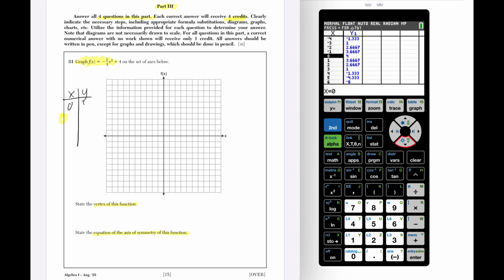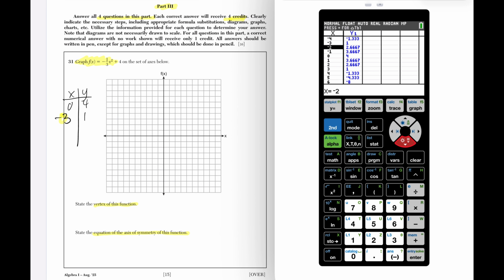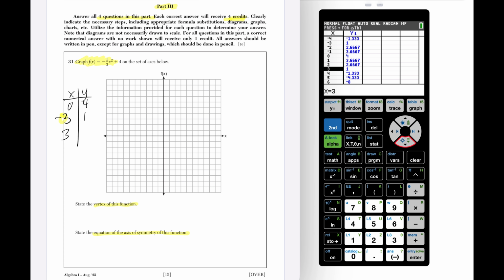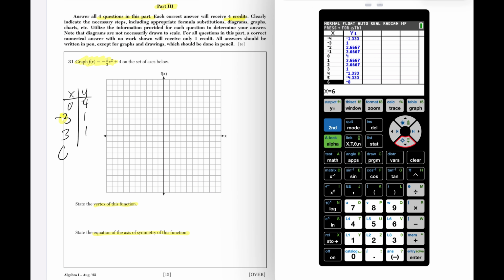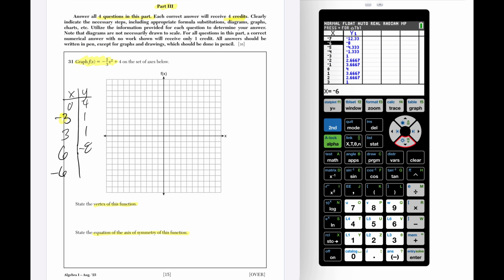I'm just putting x, y. So (0, 4) is a very easy one for me to graph. Same thing with this one, (-3, 1) is easy for me to graph. I'm going for the easy ones. (3, 1) is easy for me to graph. And I'm looking down here, I have (6, -8). I bet if I would have gone up a little bit more, here we go. And I have (-6, -8). Okay, so I'm just going to graph those 5 points so I have them.